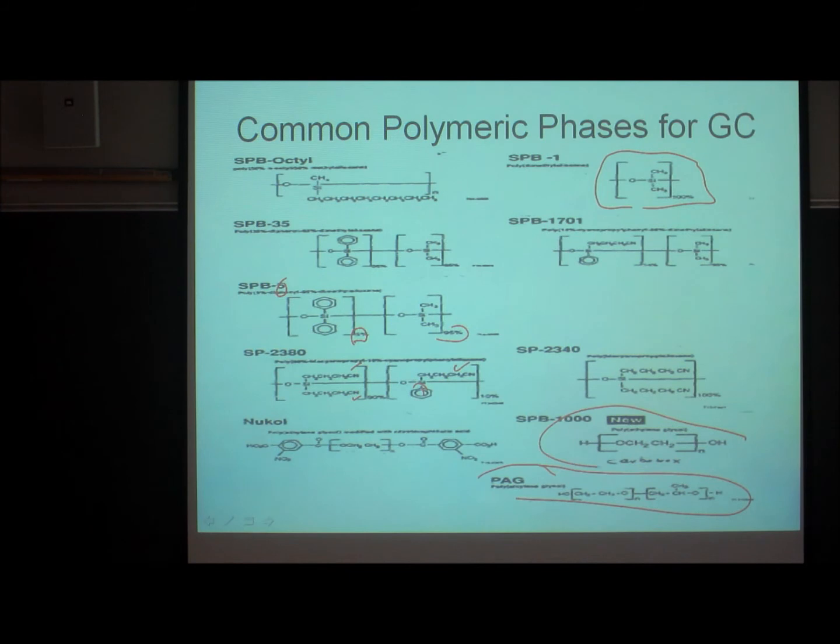This is Carbowax. This is a very famous stationary phase. There is an OH group on one end of this polymer, which makes it a strong hydrogen bonding agent, but in the middle, it's just ethylene oxide. Repeat, repeat, repeat, repeat, no siloxane.